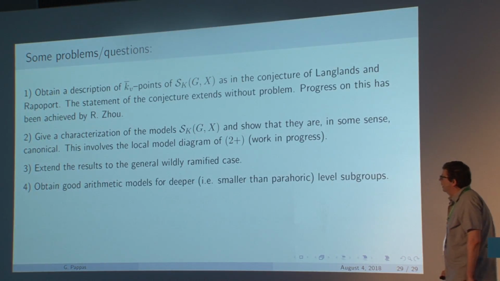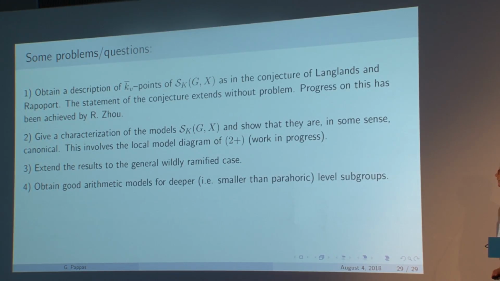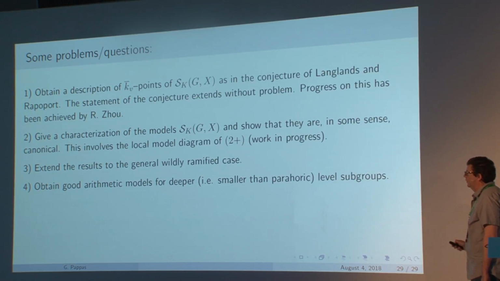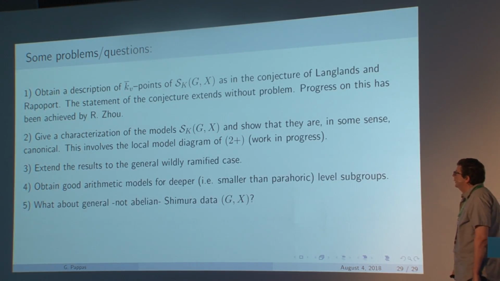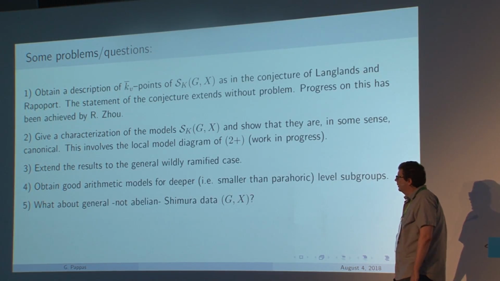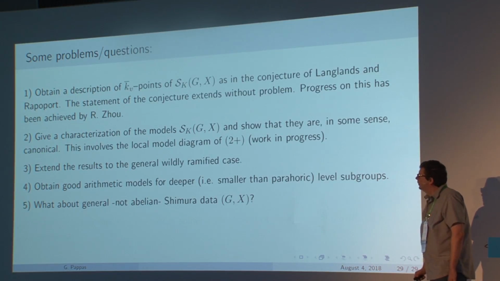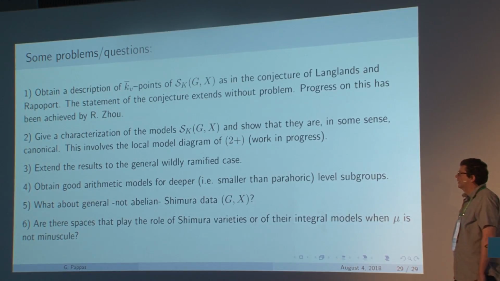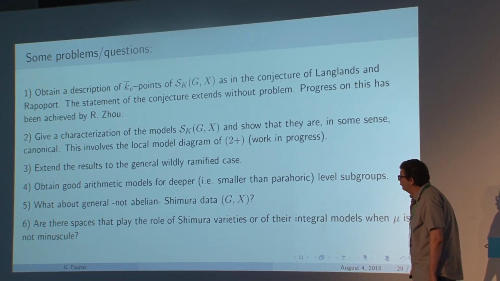Extend to the wildly ramified case. Get results for deeper level subgroups. This is probably too hard and maybe not so useful, but I thought I'd put it on because it's interesting. And this is very interesting, but maybe nobody has an idea how to handle non-abelian Shimura data.